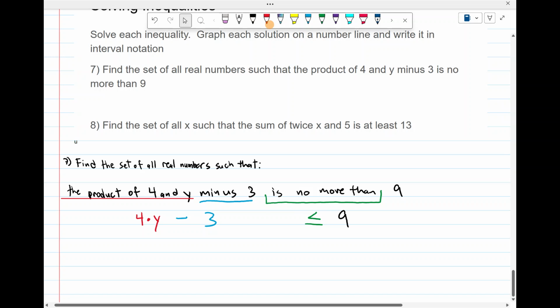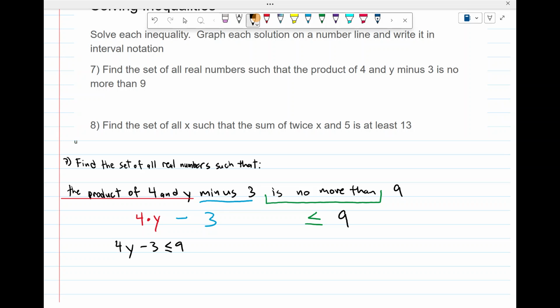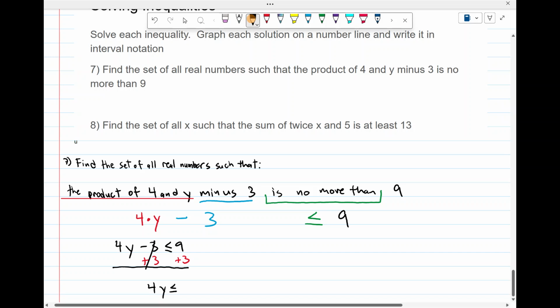Now we can just solve for y. So I'm going to rewrite my inequality in a more condensed version. And now I know that I have my variable term on the left, so I'm going to move all the numbers to the right. First, I get rid of that minus 3 by adding 3 to both sides. Bring down that 4y is less than or equal to 9 plus 3 is 12.